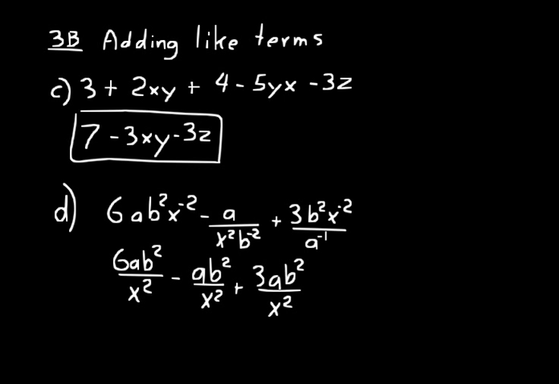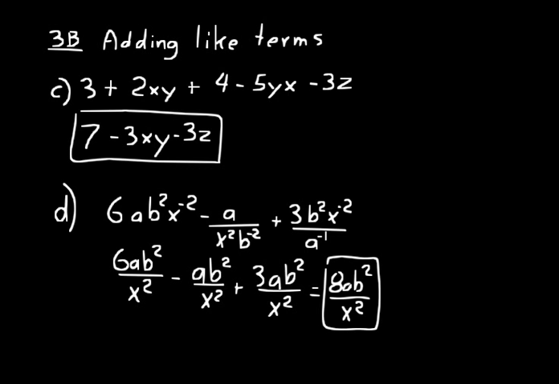And usually that's what they want you to do on these problems anyway, is write the answer with all the exponents positive. That's usually the standard way to do them. So do that unless they tell you otherwise. So ab squared over x squared is our like term, the set of variables that they all have in common. And so we'll have 6 minus 1. Remember, it's understood there's a 1 there if there's no coefficient. 6 minus 1 is 5, plus 3 equals 8ab squared over x squared. And so those 3 terms simplified down to one term, 8ab squared over x squared.